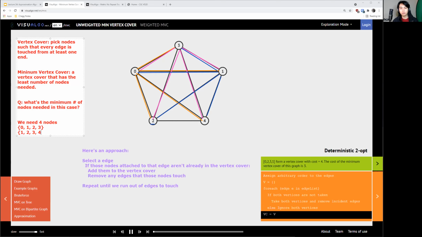It could be 0, 1, 2, 3 as well. It could be, you know, 2, 3, 4, 0. It really doesn't matter, right? So there's a bunch of these different combinations, any combination of 4 unique elements here.